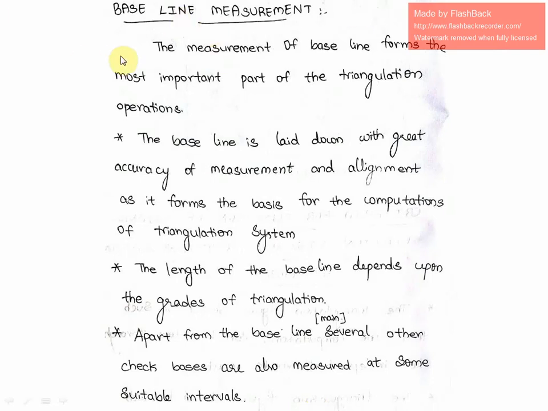Next is baseline measurement. How will you measure the baseline? The measurement of baseline forms the most important part of the triangulation operation, because you are referring to the baseline only to form the figures and to calculate the angles. You are going to refer to the baseline only, so that's why it plays an important part. The baseline is laid down with great accuracy of measurement and alignment, as it forms the basis for the computation of the triangulation system.